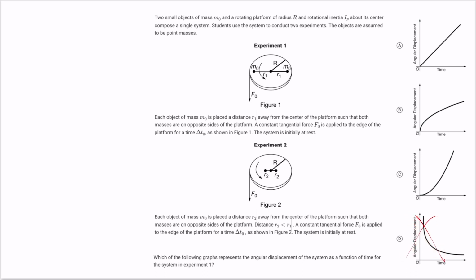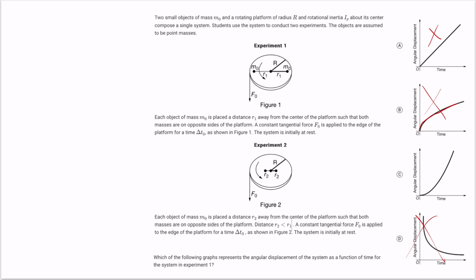Because we know that angular displacement is going to be increasing. And we also know that it's going to be increasing at an increasing rate. So B suggests that it's going to be increasing at a decreasing rate. Notice how it starts off increasing very quickly and then it starts slowing down on its increase. That's not what we want. A suggests that it's increasing at a constant rate.